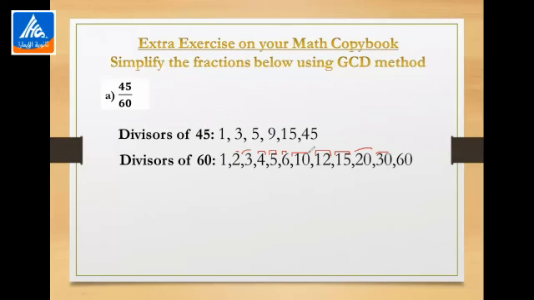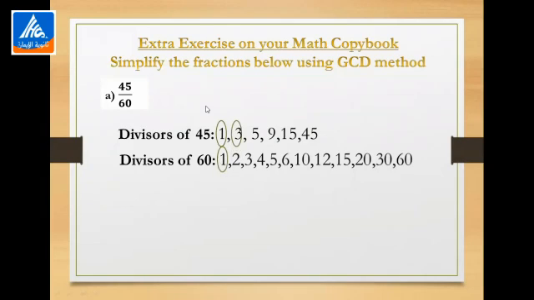It's not divisible by 7. It's not divisible by 8. It's not divisible by 9. It's divisible by 10 because 10 times 6 is 60. But since we are repeating, we stop here. And these are the divisors of 60. Now we are going to find the common divisors.